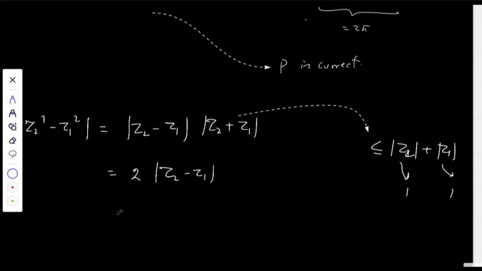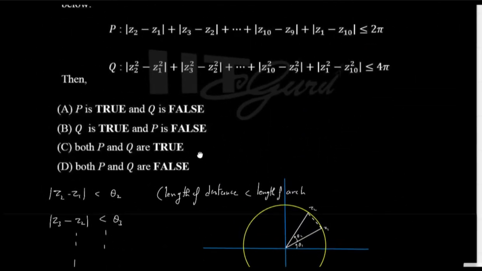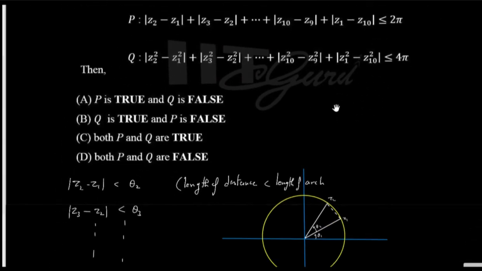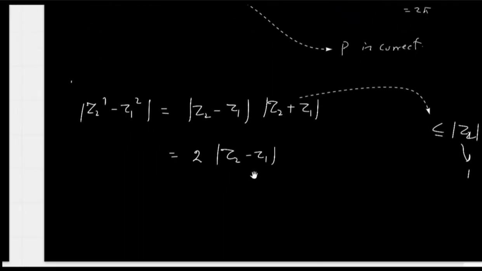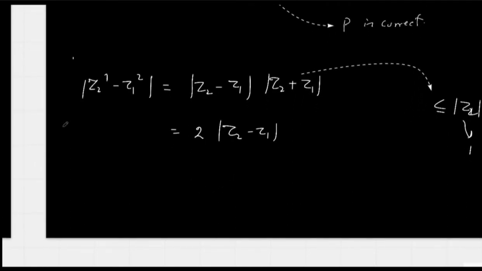So by joining this, if we add this up to 10 terms, like this and this and this, up to (Z1 minus Z10) whole square. So in each and every case we get something which is less than 2 pi. So that is 2 pi, and this entire theta, these are the actual theta, nothing else.